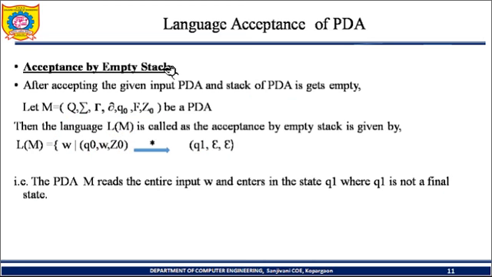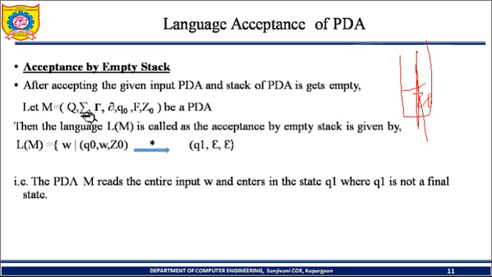Now acceptance by empty stack. Here acceptance by empty stack is nothing but after accepting the given input by the PDA, the stack will become empty, and that concept is called acceptance by empty stack. In the previous case, the stack had some content, Z0 must be there, at least Z0. But here we are going to delete Z0 as well in acceptance by empty stack.